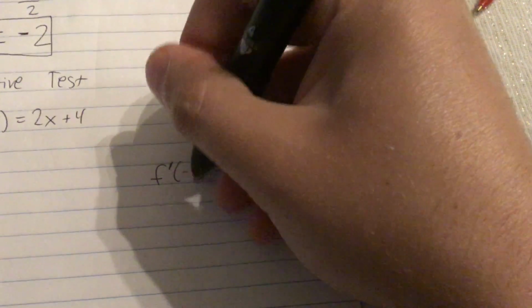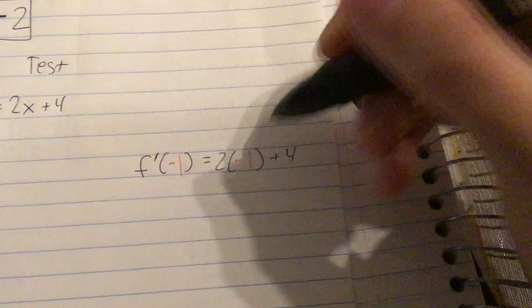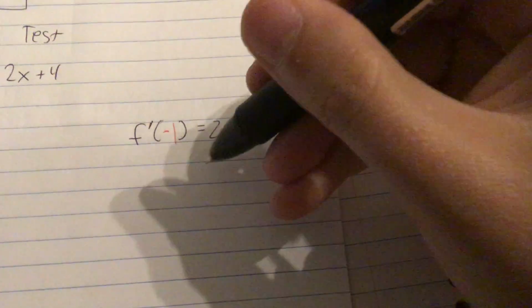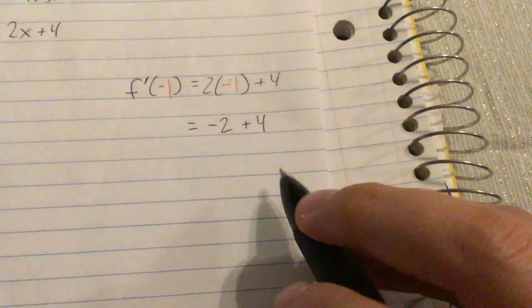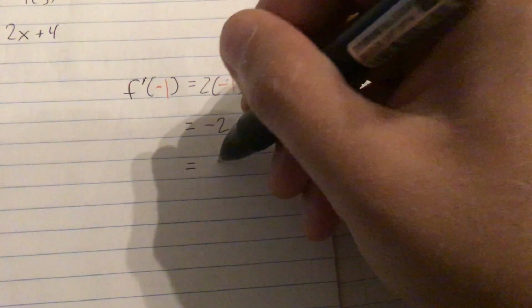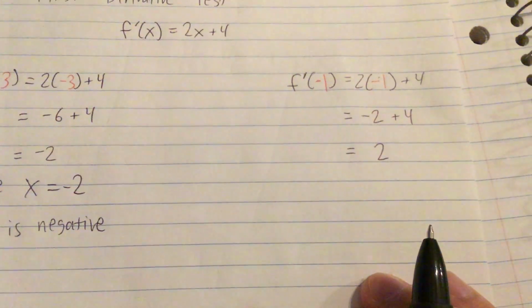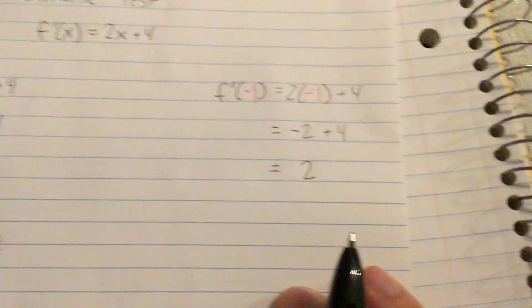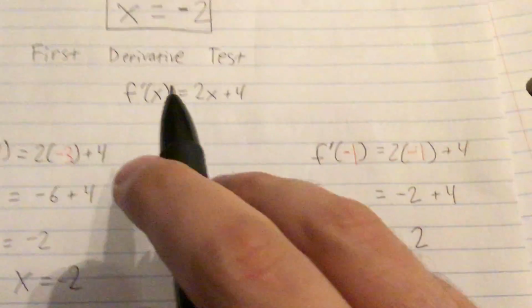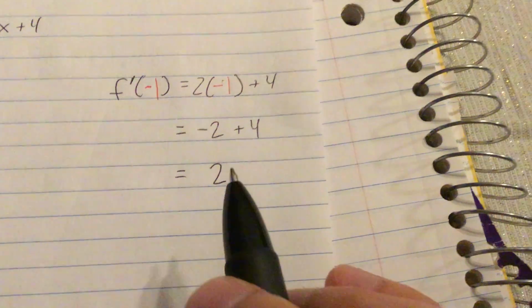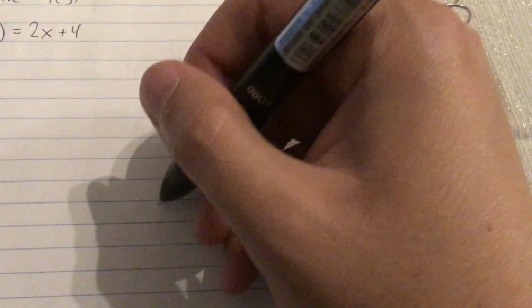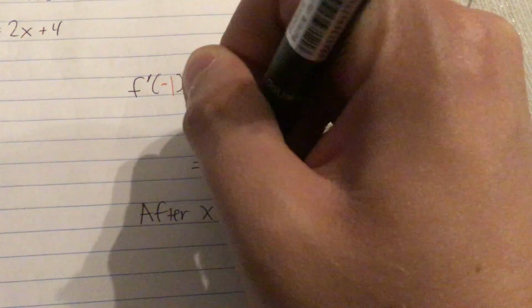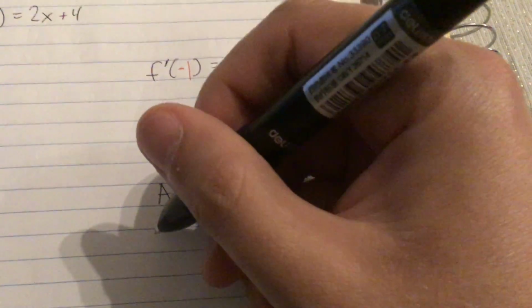Okay? And then I'm going to go to the right, f prime of negative 1. 2 times negative 1 is negative 2, plus 4. Negative 2 plus 4 is positive 2. And again, I know it seems like a coincidence that the slopes are 2 or negative 2, but care more about the signs. After the critical point x equals negative 2, is this slope positive or negative? So after x equals negative 2, our critical point, the slope is positive.